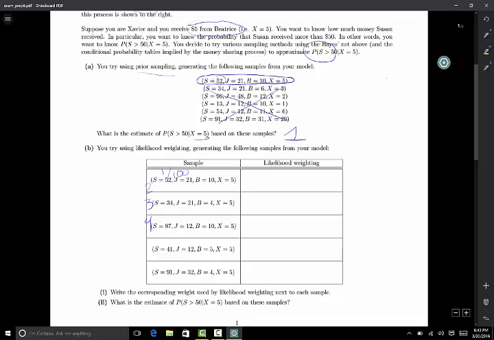If we try to use likelihood weighting, we get a different set of samples, because in likelihood weighting you force the evidence to be correct. And we want to know what the weight of each of these samples is. So as a reminder, the weight of a sample is the product over all evidence variables of the probability of the evidence given the parent of the evidence variable.